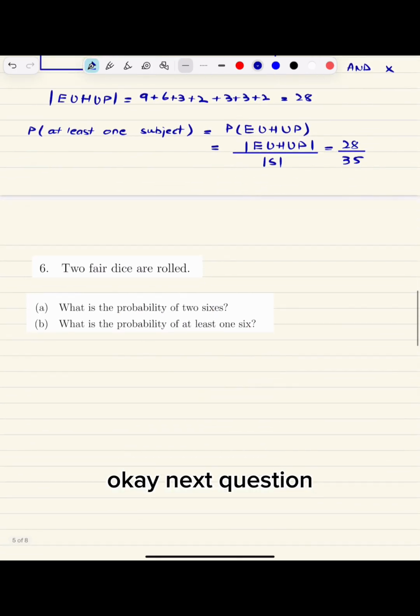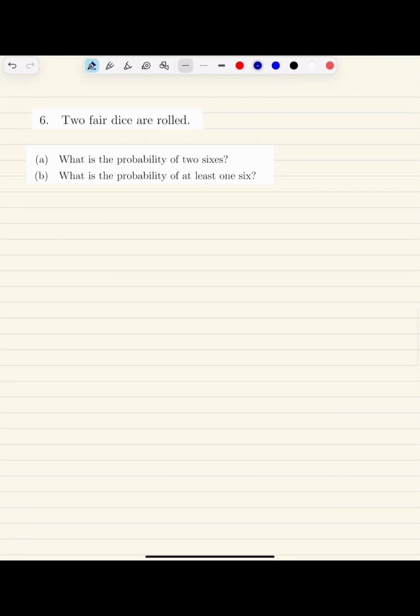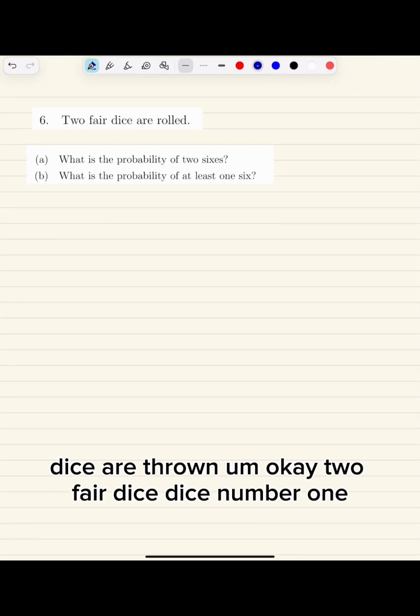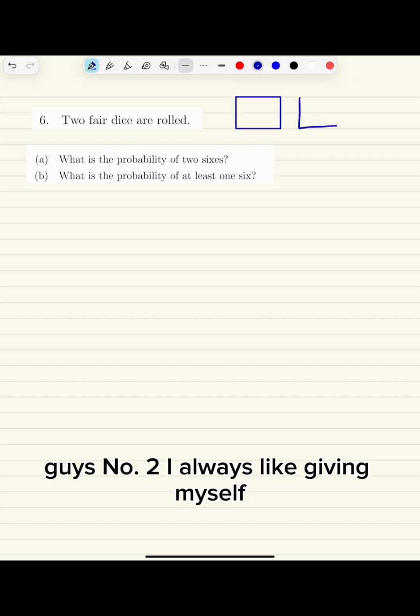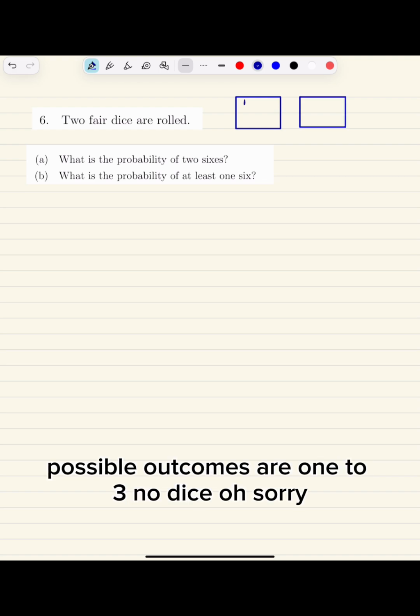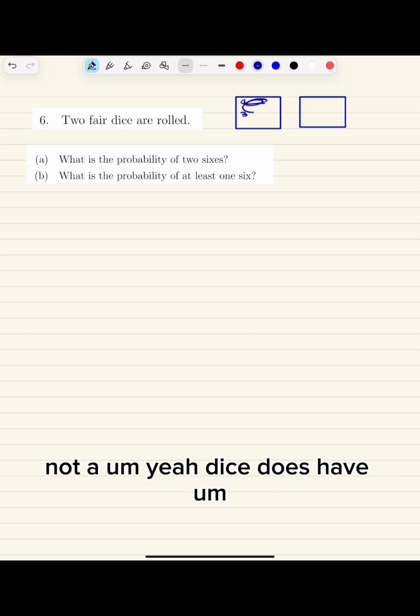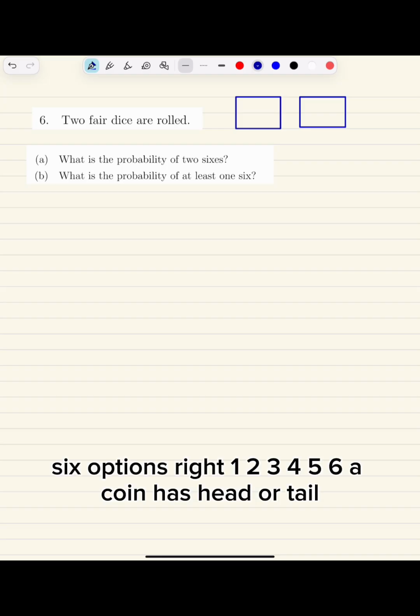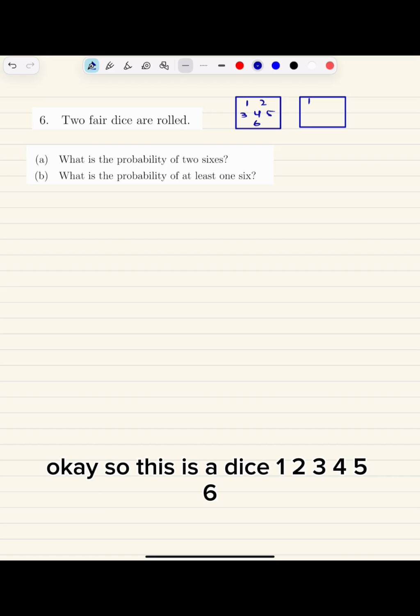Okay, next question. Two fair dice are thrown. Two fair dice: dice number 1, dice number 2. I always like giving myself a visualization. A die does have 6 options, right? 1, 2, 3, 4, 5, 6. A coin has head or tail. So this is a die: 1, 2, 3, 4, 5, 6.